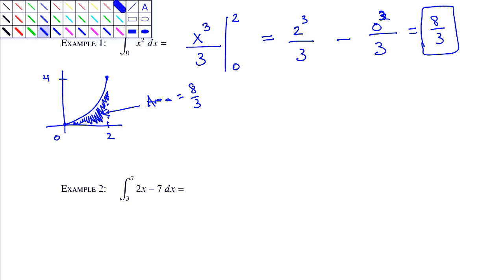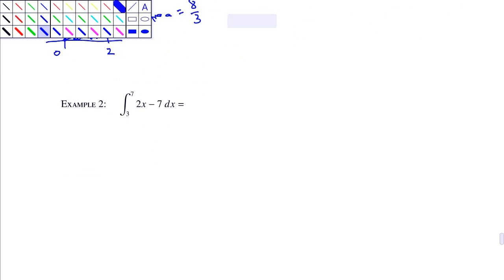All right, let's check it. So first, you need to find the antiderivative. The antiderivative of 2x is x squared. Then the antiderivative of negative 7 is negative 7x. Evaluated from 3 to 7. 2x squared divided by 2.